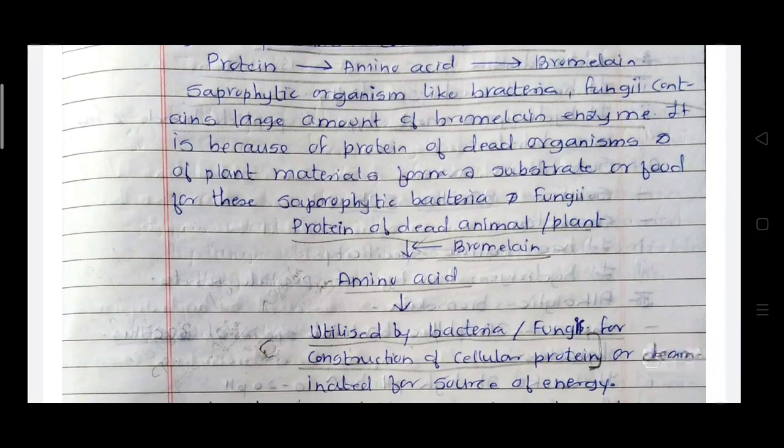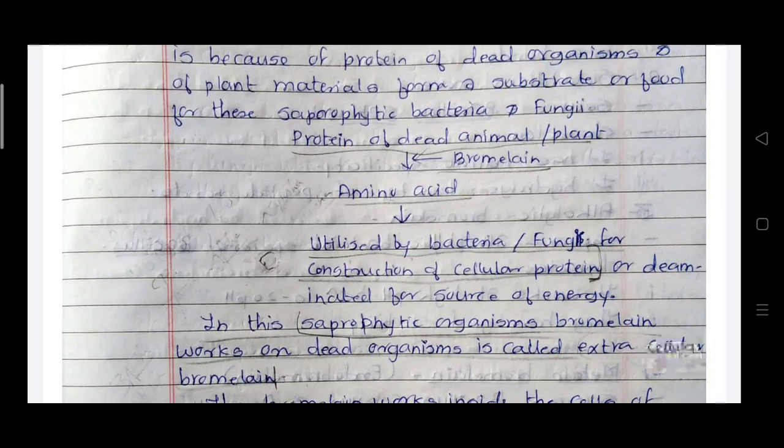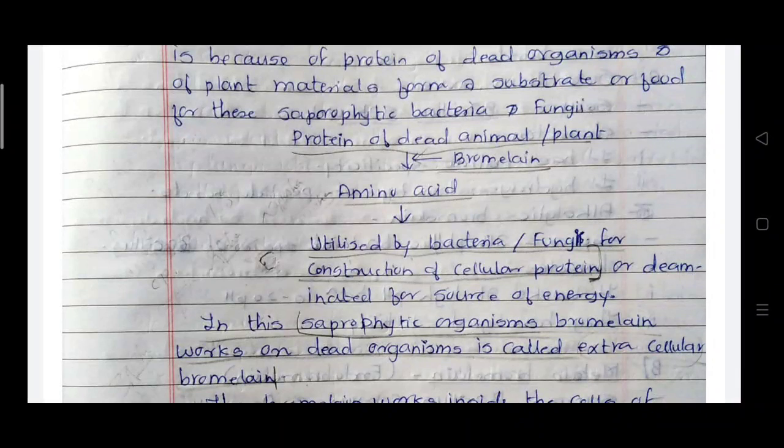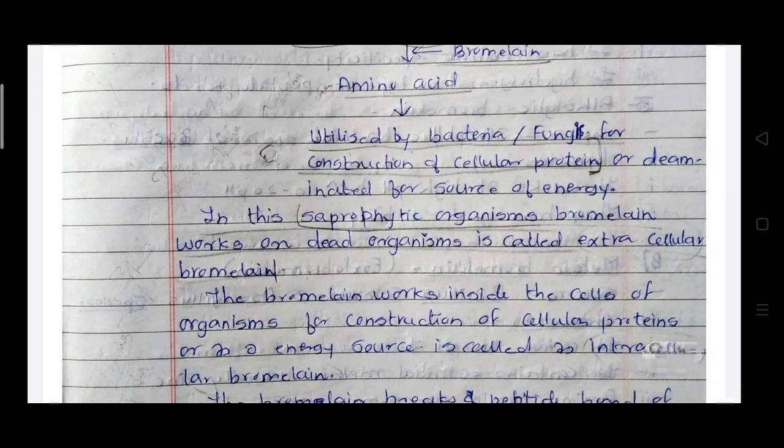So in the case of dead animals or plants, protein contents will be there. These bromelains act on this protein content, and it is converted into amino acids. With the help of some bacteria and fungi, they deaminate these proteins and get energy. So in these saprophytic organisms, bromelain works on dead organisms and is called extracellular bromelain. This bromelain mostly acts on dead materials, for example plants or animals, and the protein contents are converted into amino acids with the help of some bacteria or fungi.